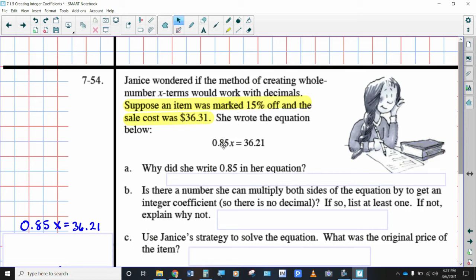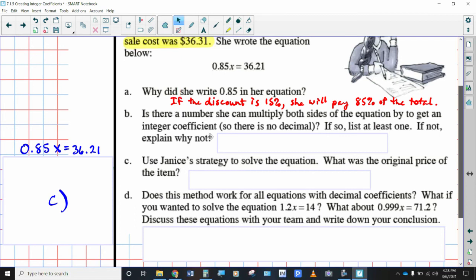So she wrote 85 hundredths times x, where x represents the original total price, because 85% corresponds to the sale price. 15% corresponds to the discount. So she wrote 0.85 because we're finding 85% of the total, because we have the sale price. We have not been given the discount. If we'd been given the discount, we would choose 0.15 to multiply times x to find out what the original total was.